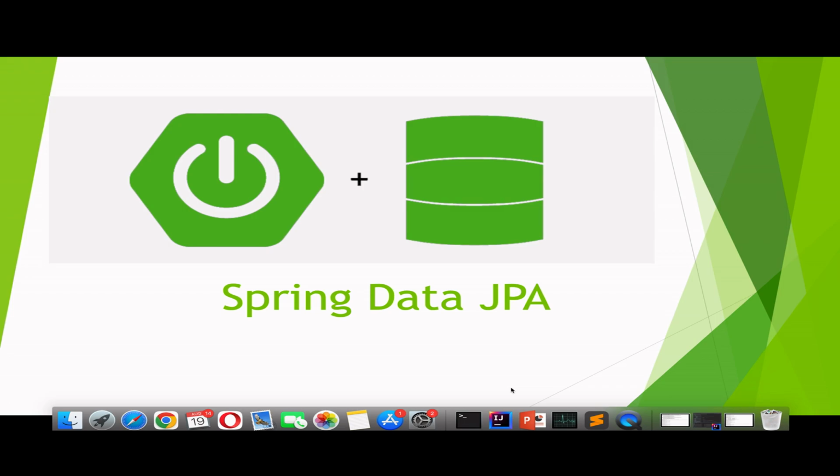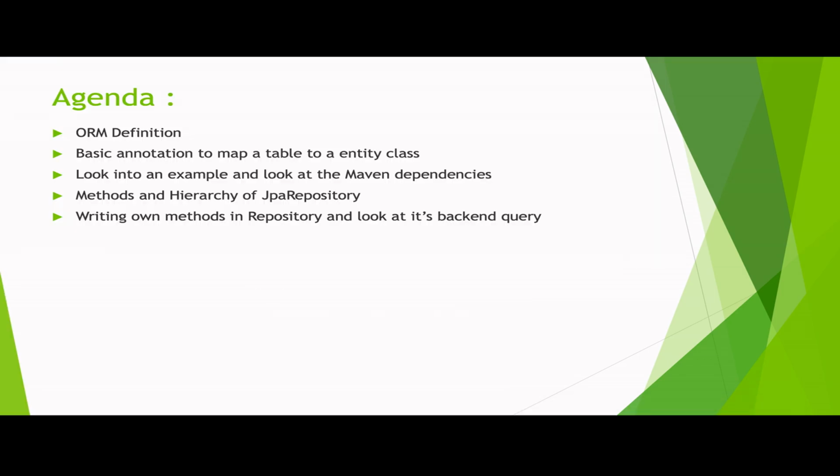Let's start the journey with the concept of Spring Data JPA. And let's see what are the main bullet points that we have in this. We will first look into the ORM definition. Then we will look at what are the basic annotations which will be needed to map a table to an entity class. Then we will look into an example in detail, a project where all the basic annotations will be used. We'll look into the table structure, and we will also have a closer look at the Maven dependency that will be used in that project.